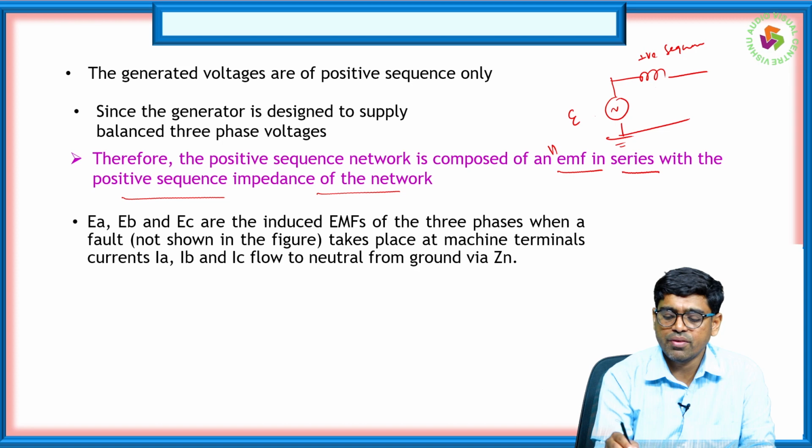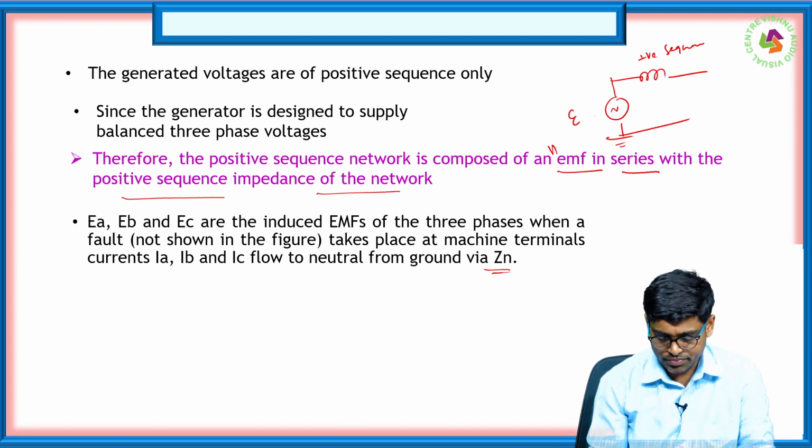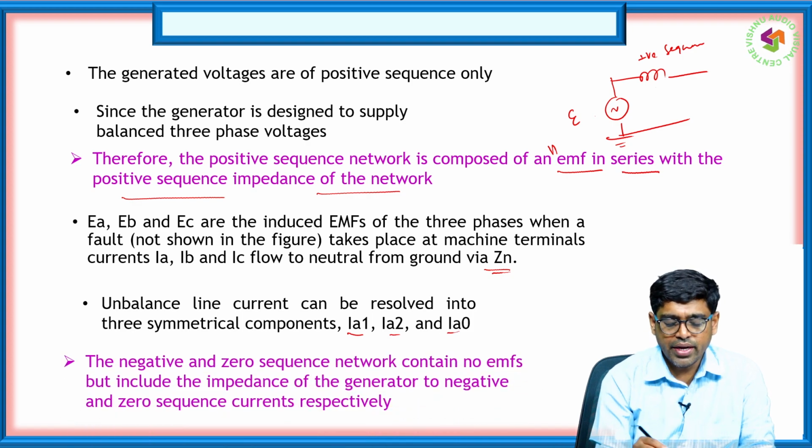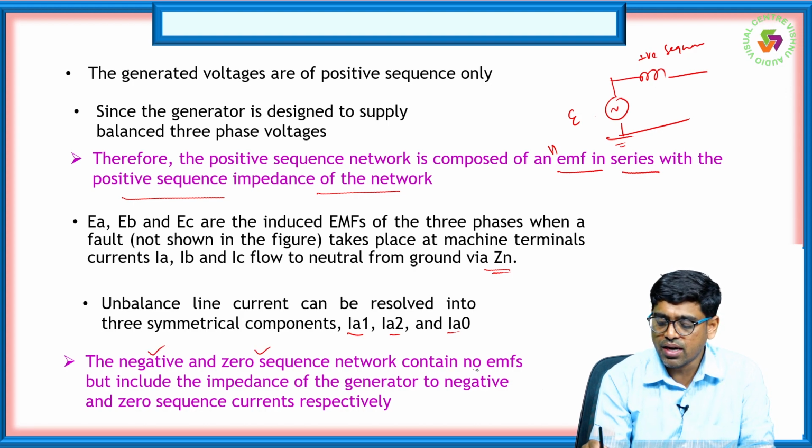Current IA will flow to the neutral via this Zn. And the unbalanced line current can be resolved into the three symmetrical components IA1, IA2, IA0. So the negative and zero sequence networks contain no EMF. So negative sequence and zero sequence do not have any EMF induced in them, but include the impedance of the generator to the negative and zero sequence current respectively.